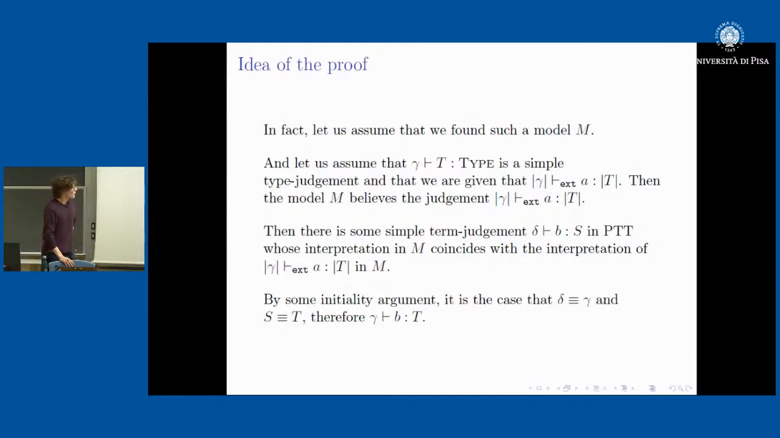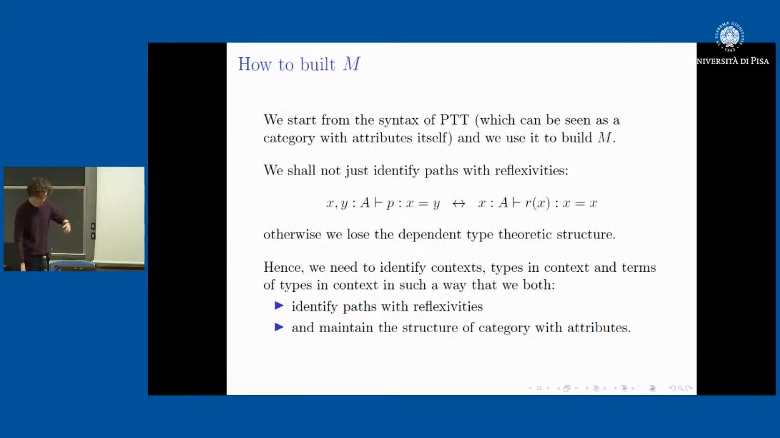Well, I guess there's no time to go through the construction of M, but let me just say that the idea is that you want to build a quotient of the syntax of PTT, in such a way that any path is identified with the reflexivity loop. But you cannot just do that, otherwise you lose all of the dependent type theoretic structure, basically the rules of the strict substitution. So it would not be a model anymore.